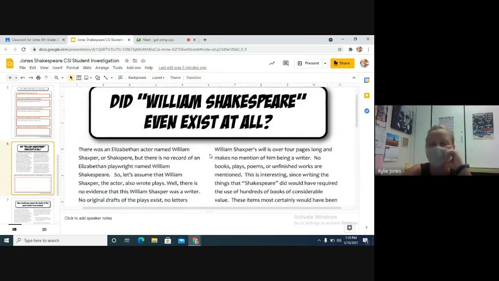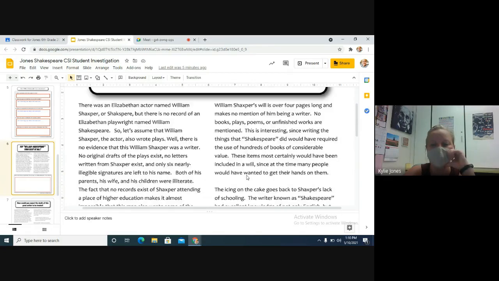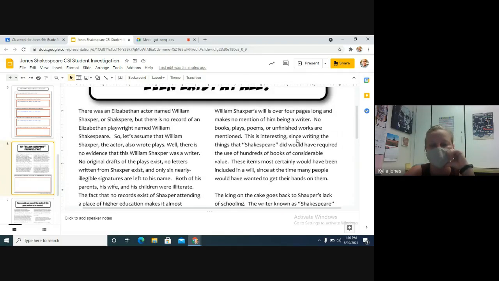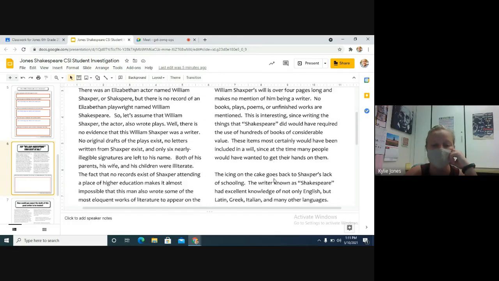Back up at the top, it says, William Shakespeare's will is over 4 pages long and has no mention of him being a writer. No books, plays, poems, or unfinished works are ever mentioned. This is interesting since writing the things that Shakespeare did would have required the use of hundreds of books of considerable value. These items most certainly would have been included in a will, since at the time many people would have wanted to get their hands on these books.